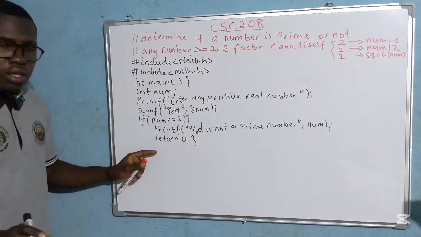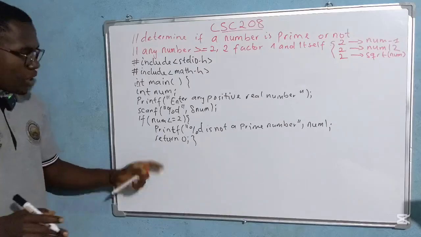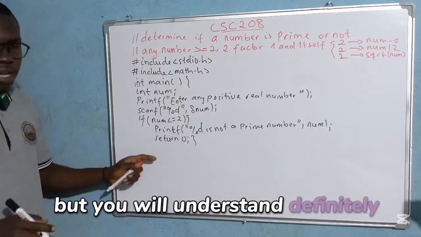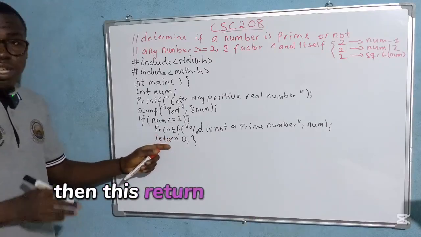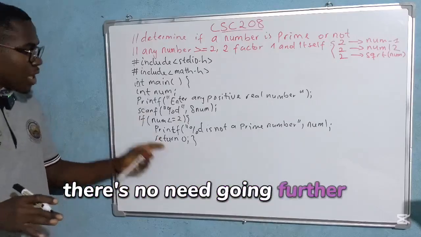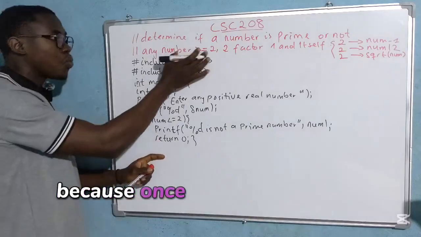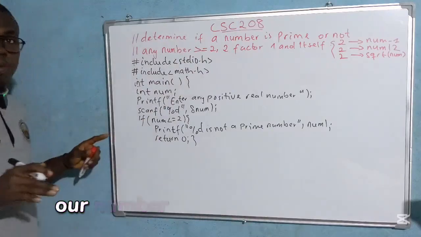We stop here. You will understand this line of code later on when I reach a little bit further down, but just understand this: if this condition is true, then this return 0 stops this code completely. There's no need going further if this condition is true, because once one condition here is wrong, our number is not prime anymore.